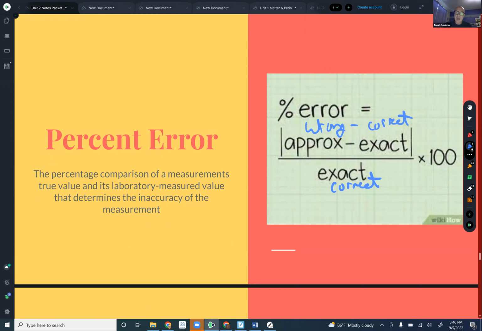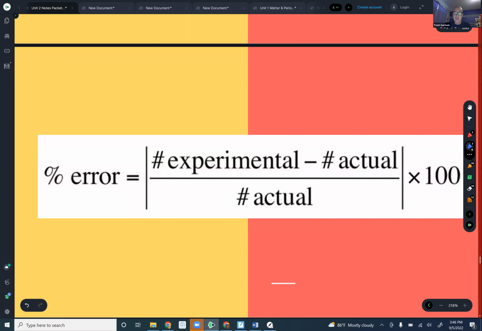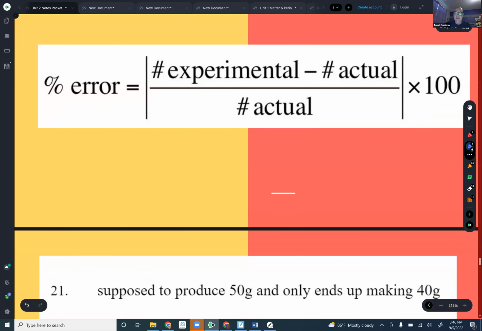Notice that it is absolute value on top, so it doesn't matter which one you subtract. If you do wrong minus correct or correct minus wrong, it's an absolute value. It always ends up being a positive value. But what must go on the bottom always is the correct value. So here's another version of it: experimental, what are the values from the experiment? And what are the values from the actual truthful values that have been tested and proven by someone else?